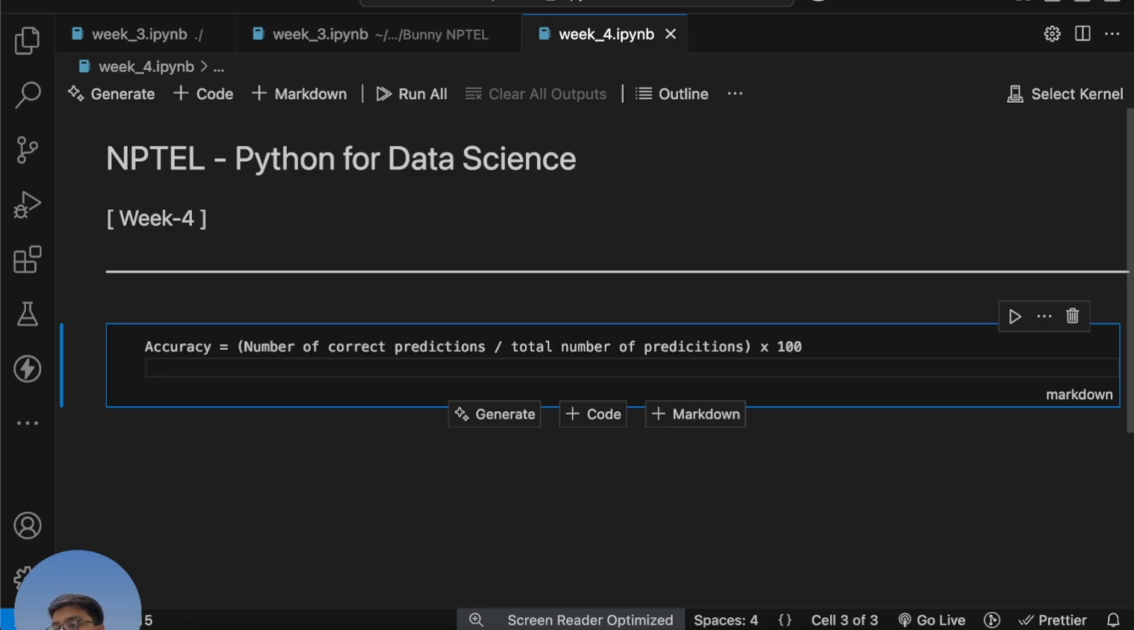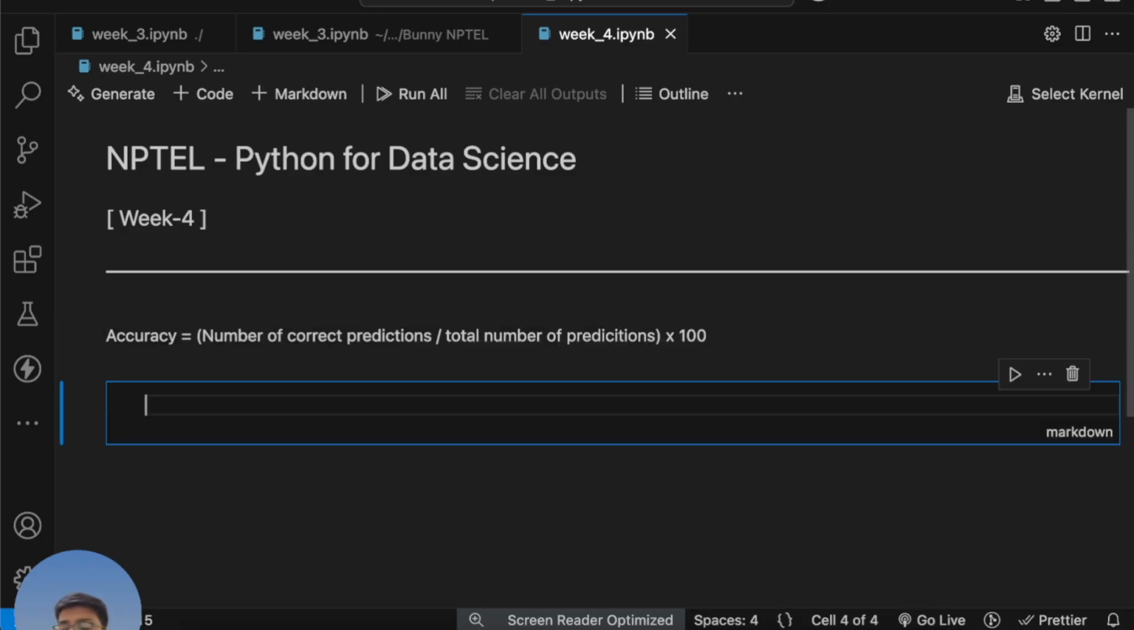Similarly, what is a realistic accuracy range? Let me show you. Just a second. Actually, I am referring to a document which has been created by me only. So don't worry, I'll provide that particular document in the description also. You'll get that file also.